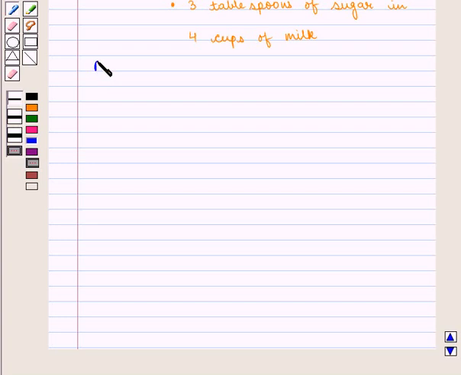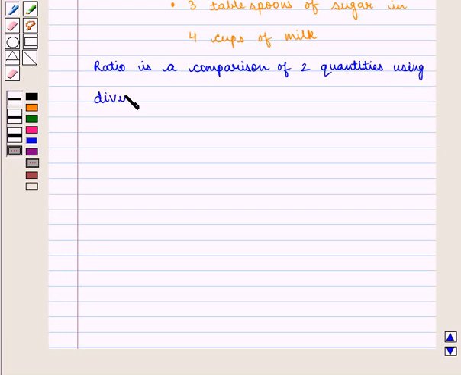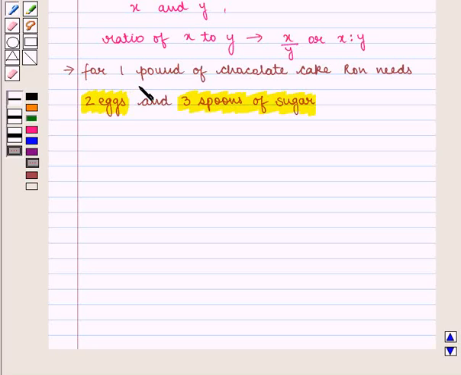Now we know ratio is a comparison of 2 quantities using division. If 2 numbers are x and y, then ratio of x to y is written as x by y or x is to y. For 1 pound of chocolate cake, John needs 2 eggs and 3 spoons of sugar.